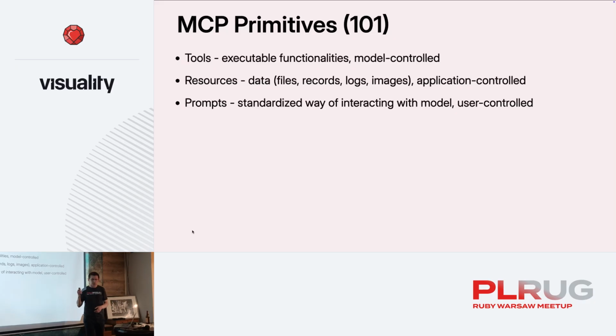And there's one major difference between all those primitives. A prompt is something that the MCP server provides, but it should be you, as a user of this entire application, who can decide which prompt to use. So if you want to ask about this, you can have a selector of prompts.